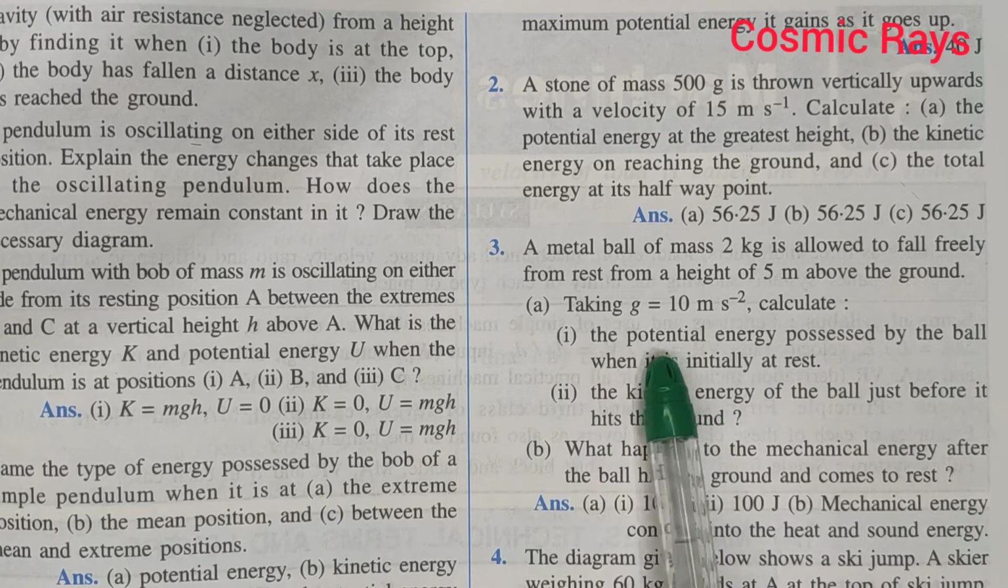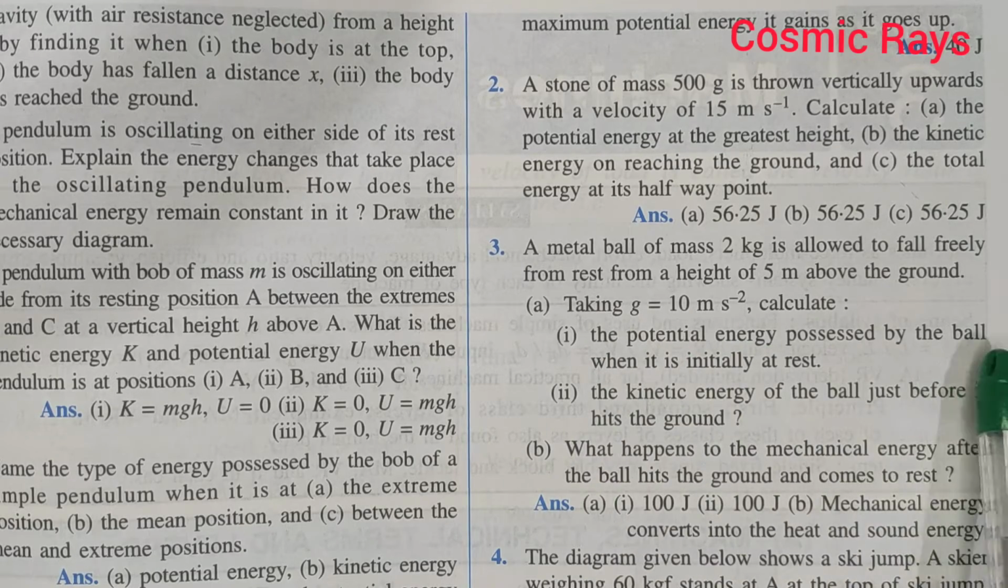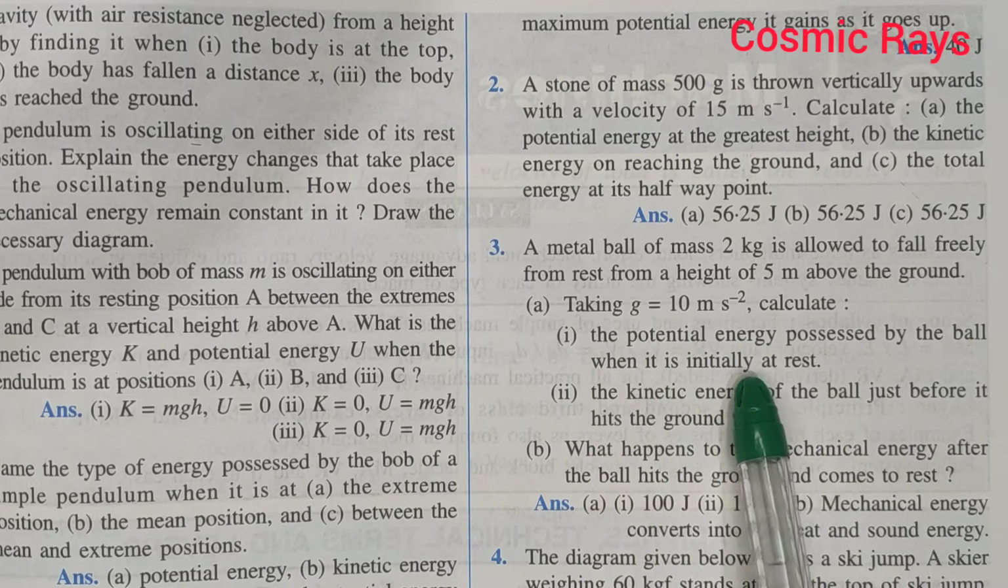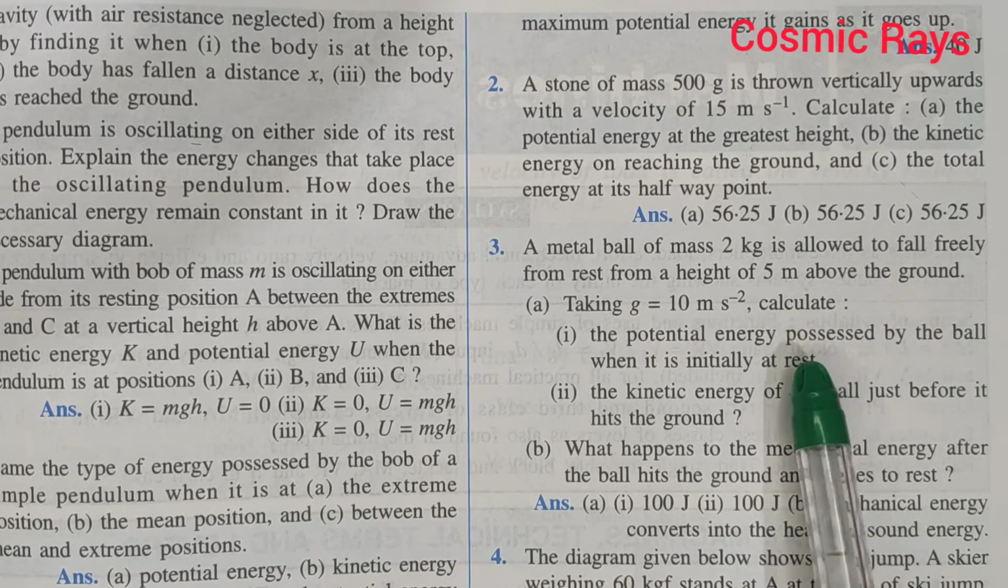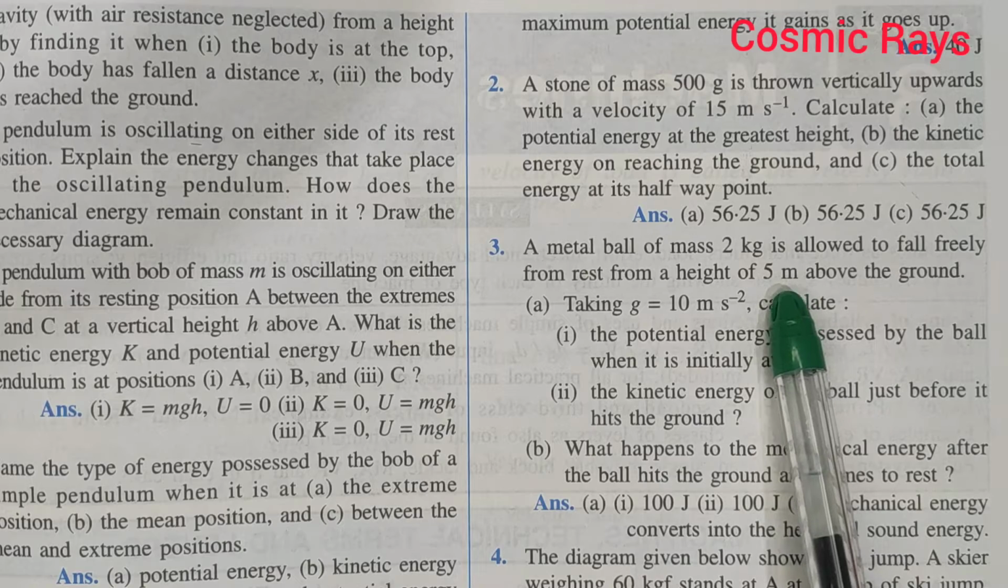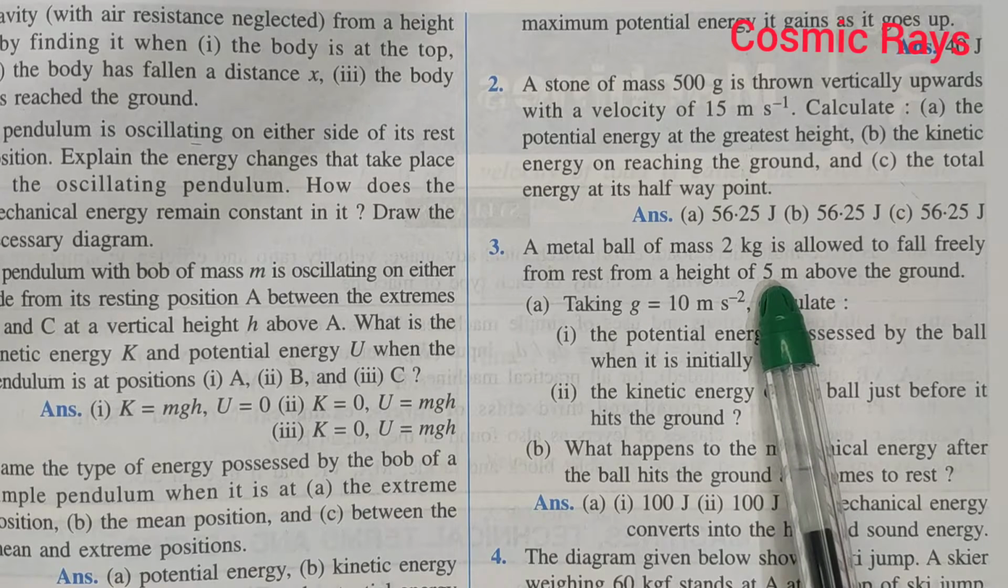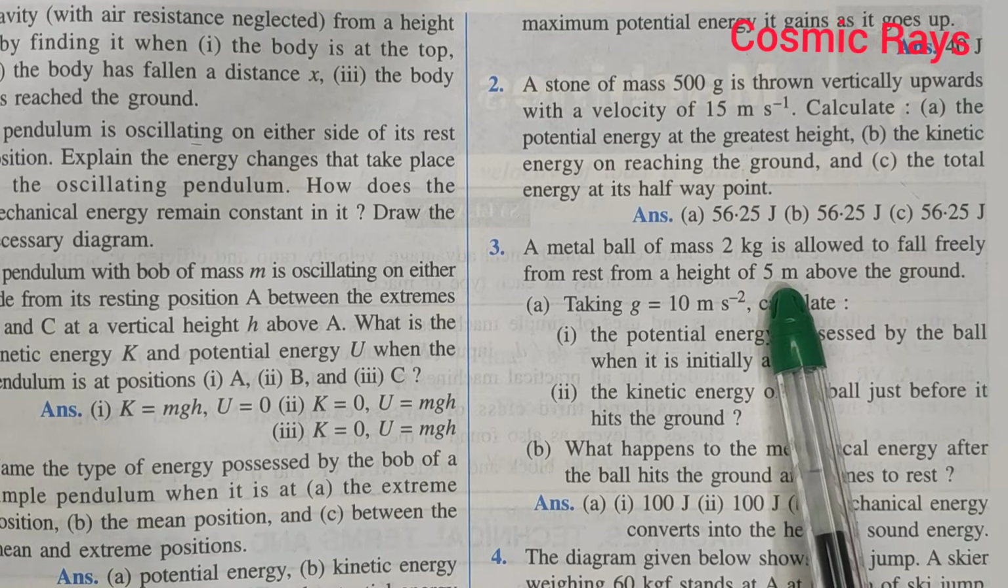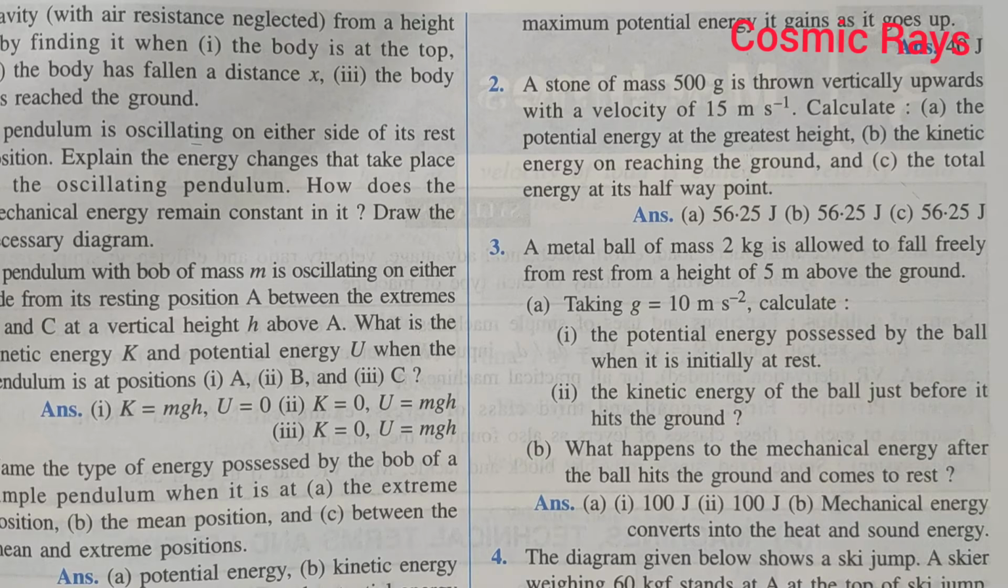Now for the first part of the question, the potential energy possessed by the ball when it is initially at rest. When it is initially at rest, the height will be taken as 5 meter only. Okay, we assume that it is placed at 5 meters above the ground, and from there we release it. So for potential energy, the height will be taken as 5 meter.